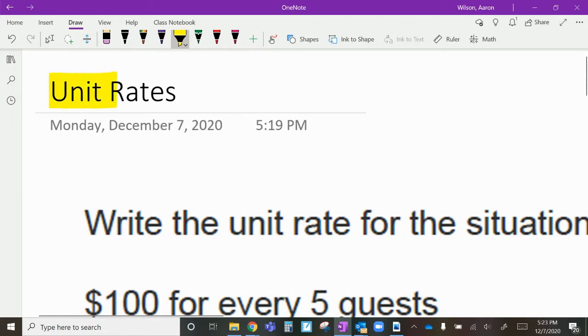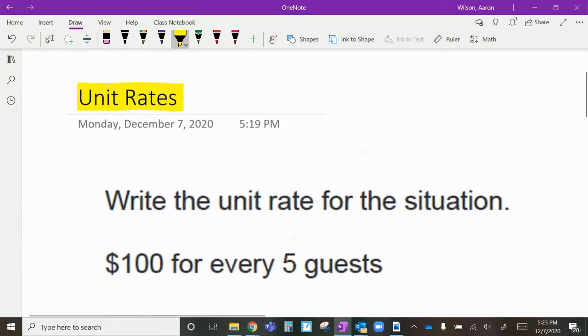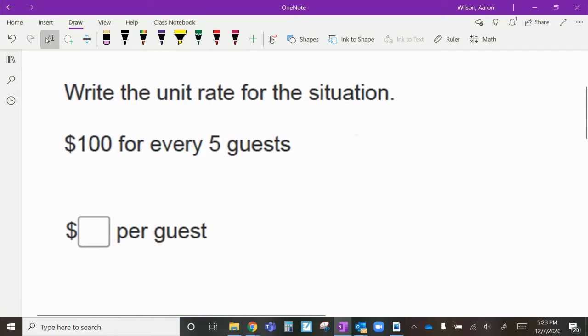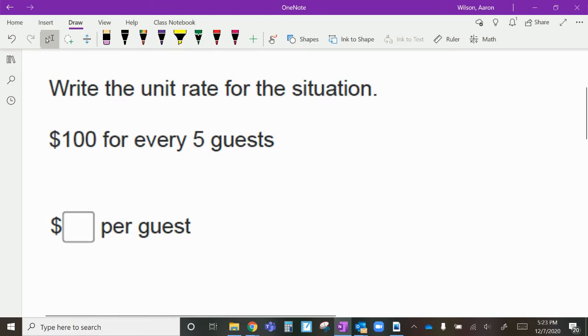Okay, in this video we are going to be solving for unit rates, and unit rates basically means how much for just one. So this very first problem says write the unit rate for the situation that involves $100 for every 5 guests. Well, I like to take a look at this and immediately write it as a fraction.